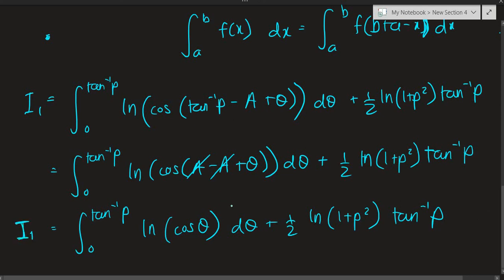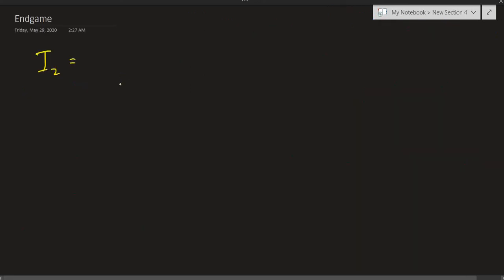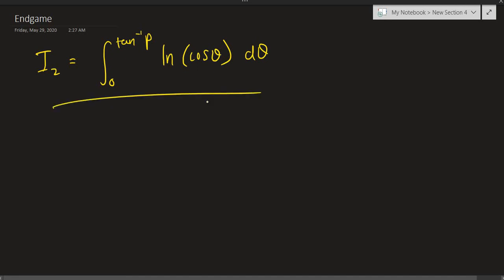And now let's do the second part, I2. So I2 is the integral from 0 to inverse tangent of p of the natural log of cosine theta d theta. And surprise, we don't even need to do anything for I2, and I'll show you why. We can just keep I2 as it is for now, because remember our general equation, I equals I1 minus I2.